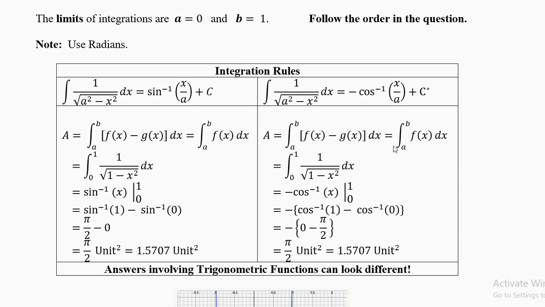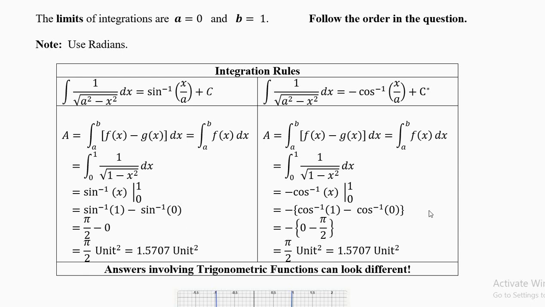Now if somebody decides to use the second formula, minus cos inverse, you'll get minus cos inverse going from 0 to 1. Put the minus outside the bracket, and inside the bracket you have cos inverse 1 minus cos inverse 0. Cos inverse 1 is 0 and cos inverse 0 is pi by 2. So you have 0 minus pi by 2 with the minus outside, and it will again become pi by 2. See, whatever formula you use, your numerical answer will be the same. So your exact answer is pi by 2 unit square, which is 1.5707.